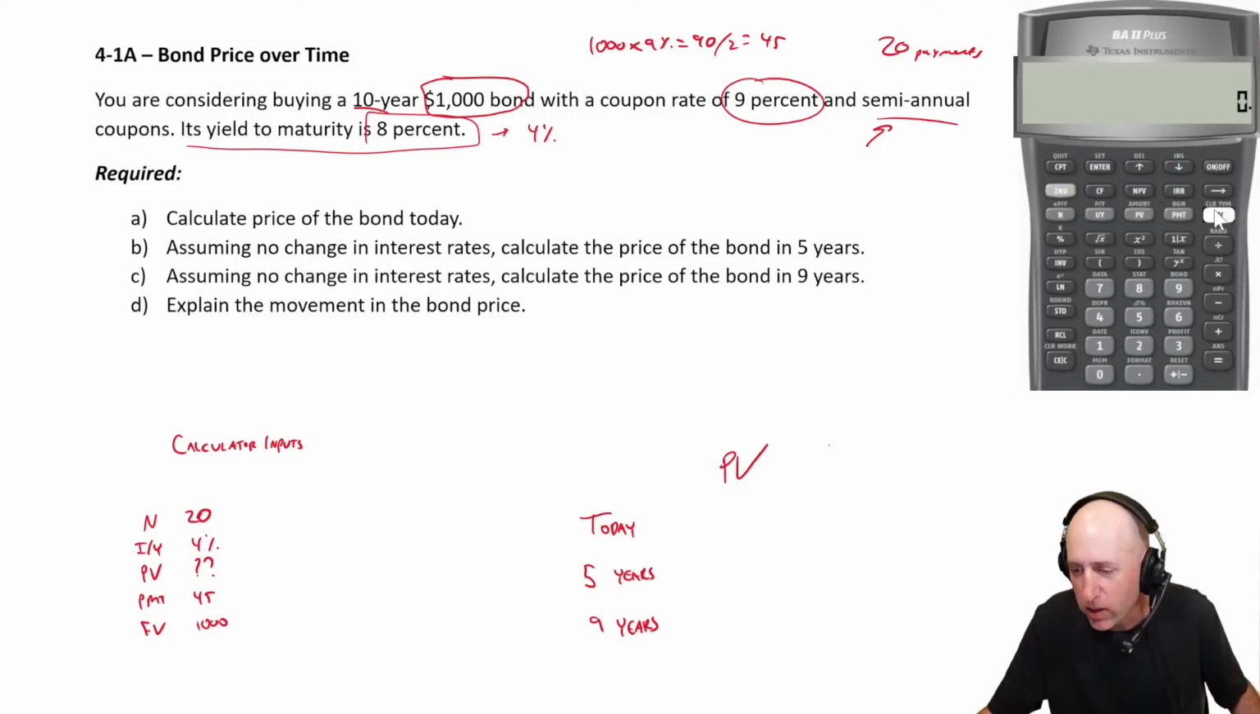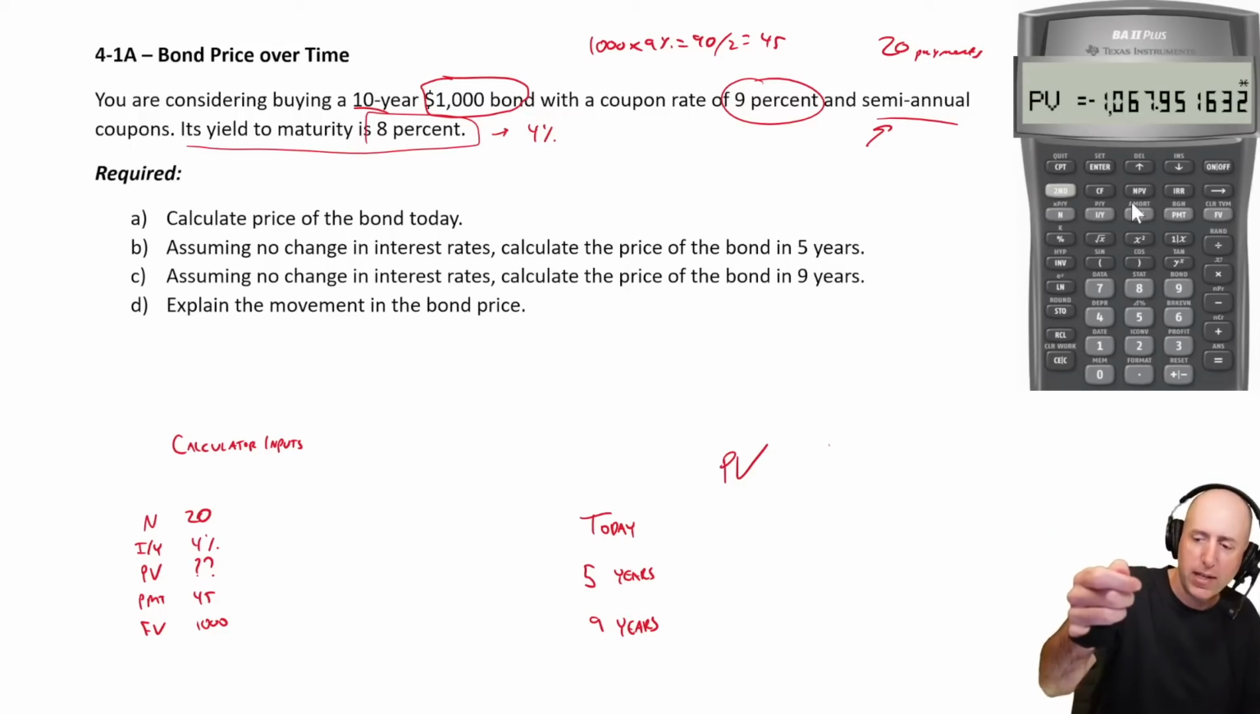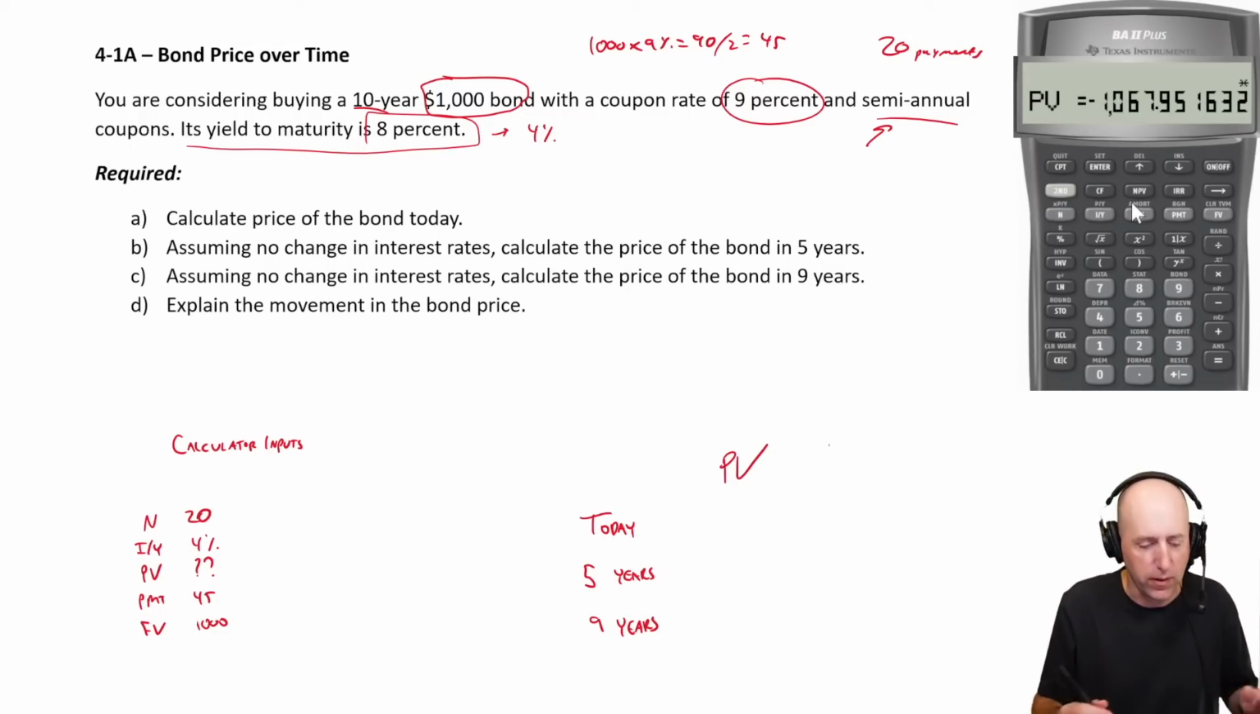Okay, so let me just clear any information I have in my calculator. I hit 20 as my N, 4 as my IY, PV is unknown, PMT is 45 positive, this is cash flowing to us, 1,000 FV positive, this is cash flowing to us, and I compute the PV, and the answer is, I have to pay $1,067.95 to get those cash flows. That's the value of those cash flows today, $1,067.95.